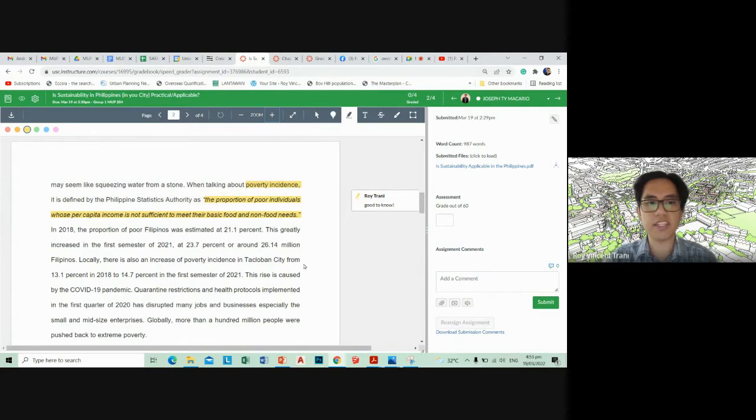So in 2018, the proportion of poor Filipinos was estimated at 21.1%, which has greatly increased in the first semester of 2021 to 23.7%, or around 61.14 million Filipinos. So that's about a 2% increase. And remember, the Philippines has over 100 million people, and just 2% of 100 million is a lot of people. Okay, so this is a very ambitious goal.